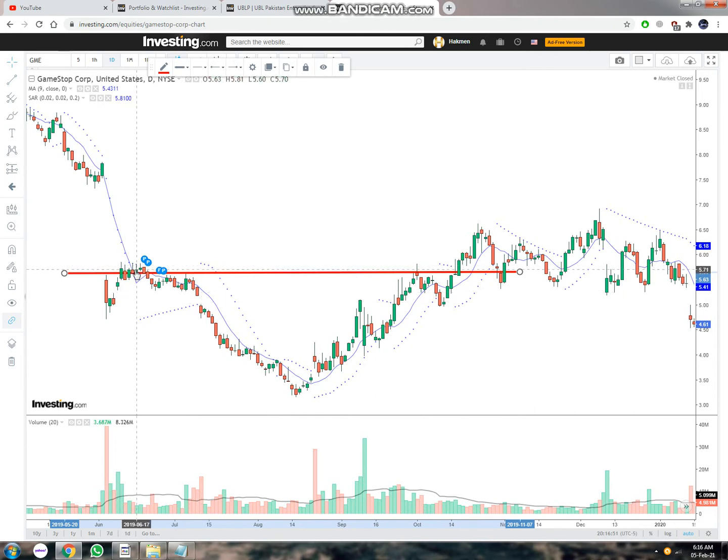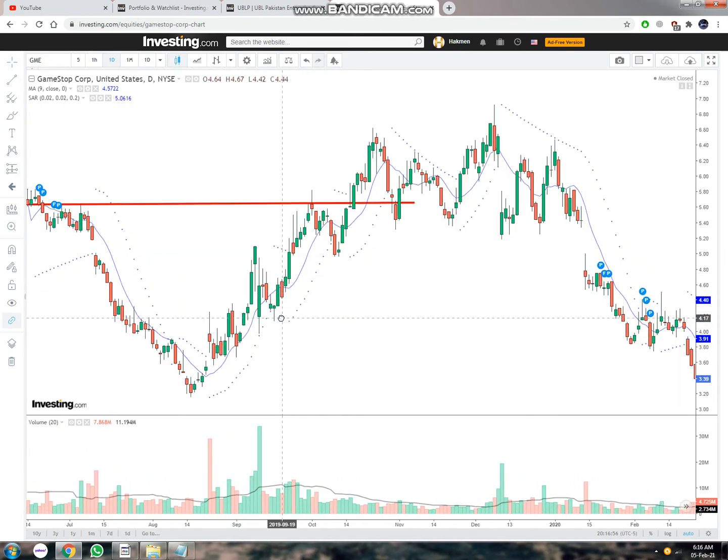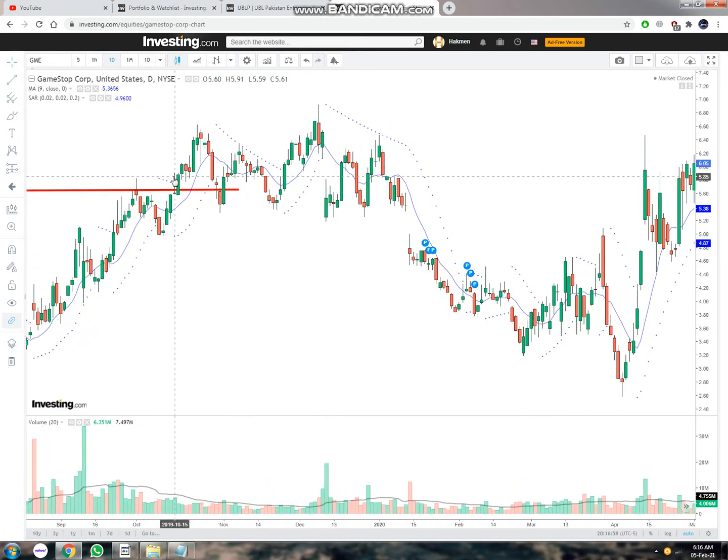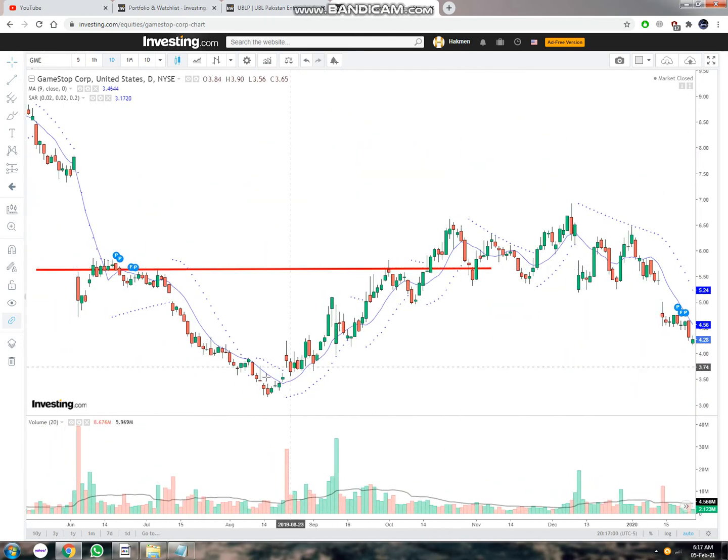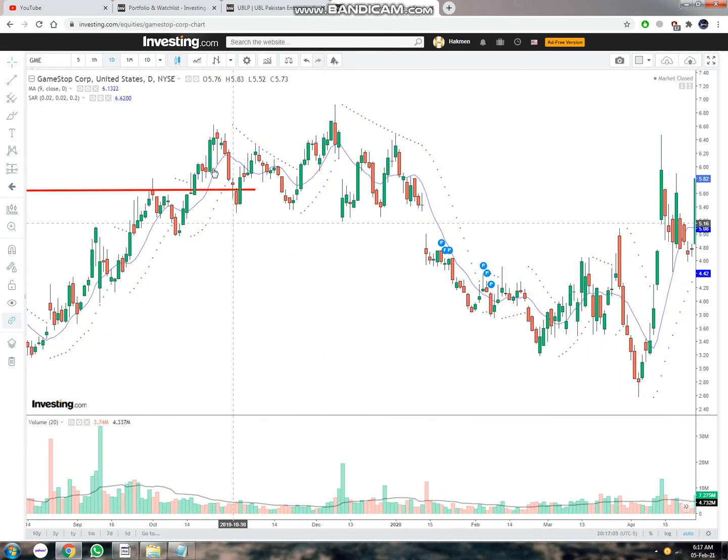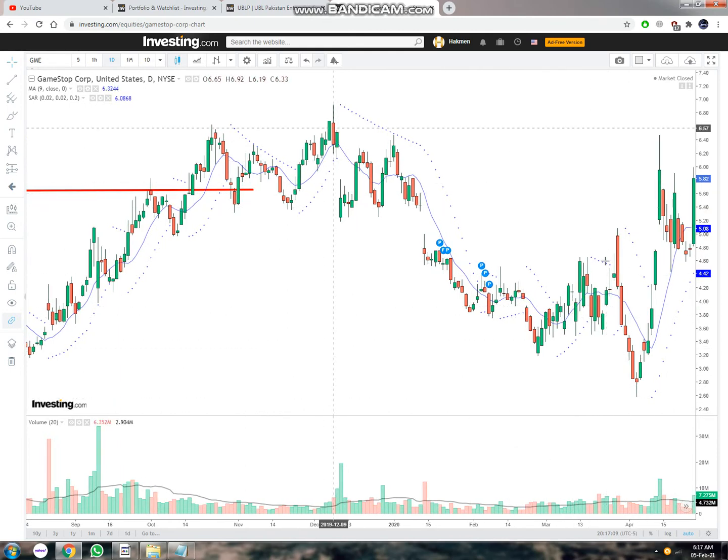This area acts as a resistance level. So as it broke this trend line, it means that this stock will move in an upward direction. Because it is too late, as you can see, it is too late to take profits, as the market is now trading in a downtrend at this area.